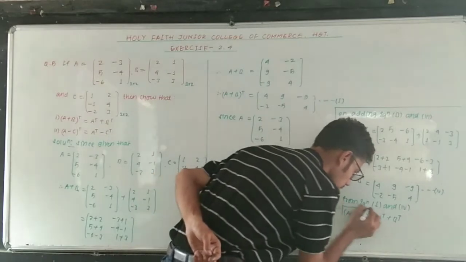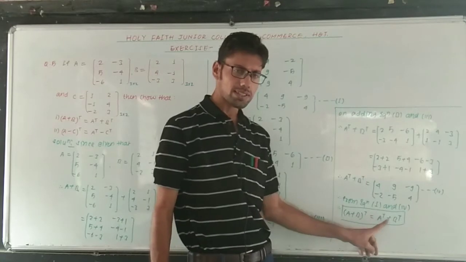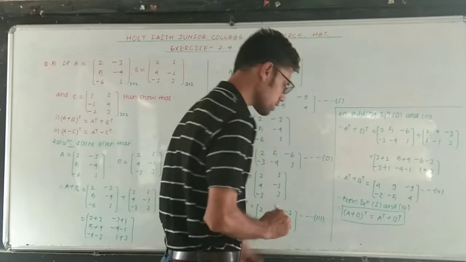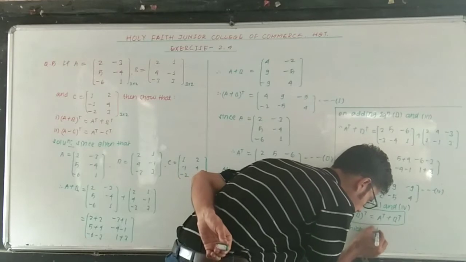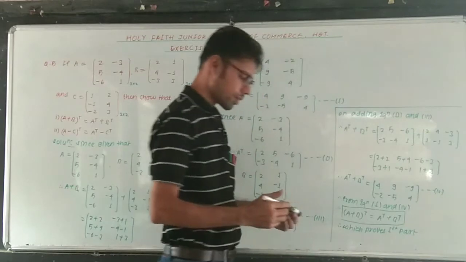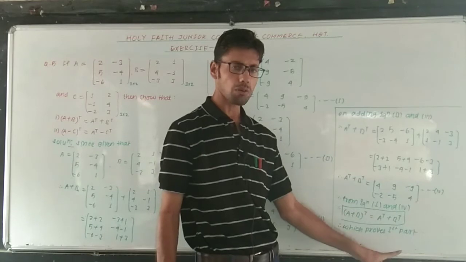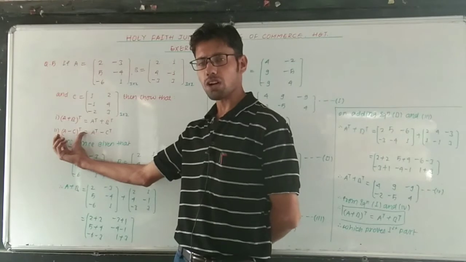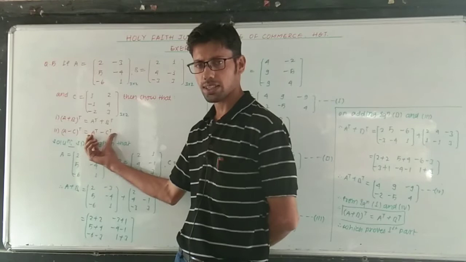Make a box to the final answer. Transpose of A plus B is equal to transpose of A plus transpose of B, which proves the first part. In the first part we have to prove that transpose of A plus B is equal to transpose of A plus transpose of B. Now we have to prove the second part. What is the second part? Transpose of A minus C is equal to transpose of A minus transpose of C.